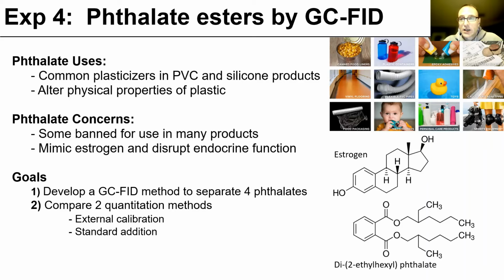All right, so with that said, what we're trying to do in this experiment is give you a chance to get some hands-on time with instrument method development. So you're going to develop a GC-FID method to separate out 4 different phthalate compounds that we are going to give to you. And then a secondary goal of the experiment is to compare 2 different quantitation methods. For the majority of the semester, we've just been doing external calibration. But we're going to introduce standard addition calibration in this experiment, and you are going to compare the results of those 2 calibration methods.